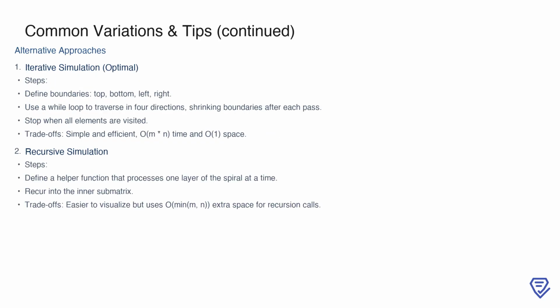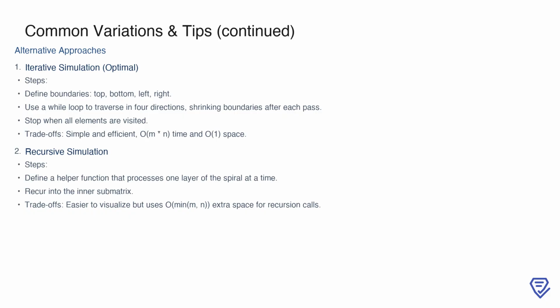One effective approach to solving spiral traversal problems is iterative simulation, which is both simple and efficient. This method involves defining boundaries for the top, bottom, left, and right edges of the grid. Using a while loop, you traverse in the four directions: right, down, left, and up, shrinking the boundaries after completing each full pass. The traversal stops when all elements have been visited. This approach achieves O(m*n) time complexity and uses only O(1) extra space.